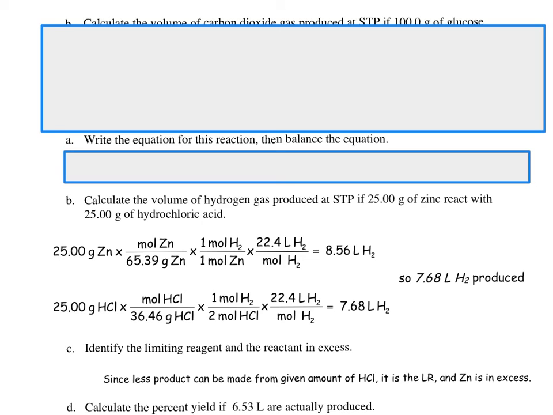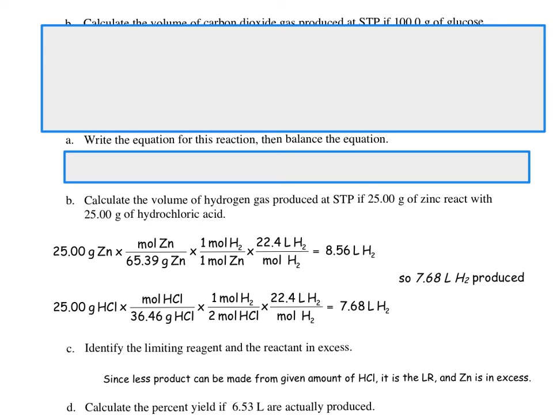So we can see those 2 stoichiometry calculations mapped out, starting with the 25 grams of zinc, converting the grams to moles, using the mole-to-mole ratio of zinc and hydrogen gas from our balanced equation, 1:1, and then the 22.4 liters per mole for the molar volume of a gas at STP. Theoretically, from that amount of zinc, we could get 8.56 liters of hydrogen gas.